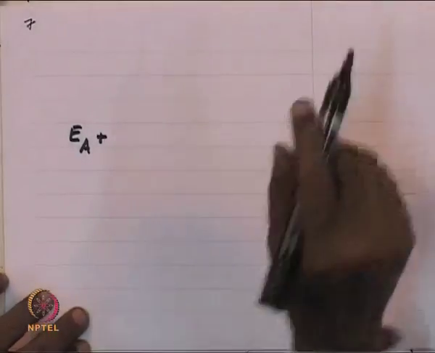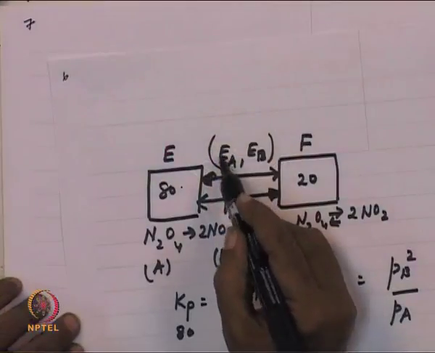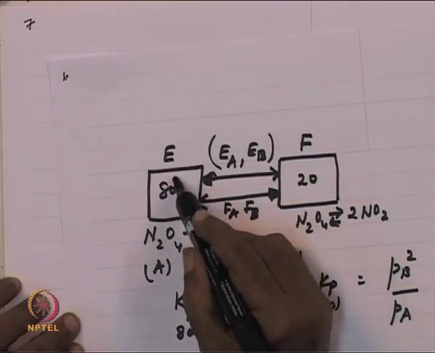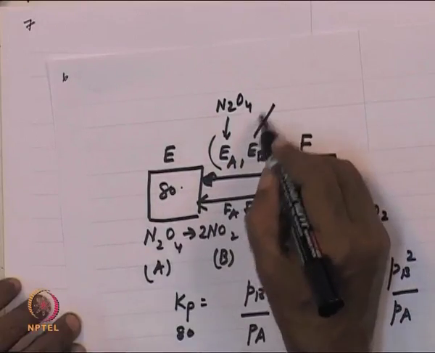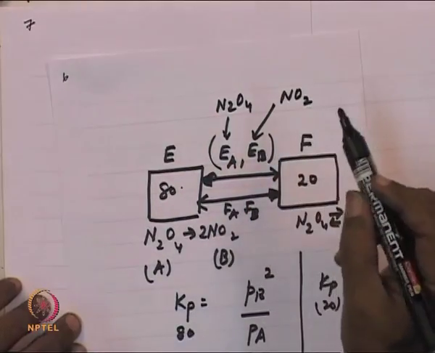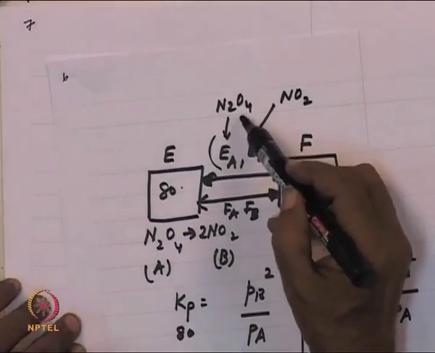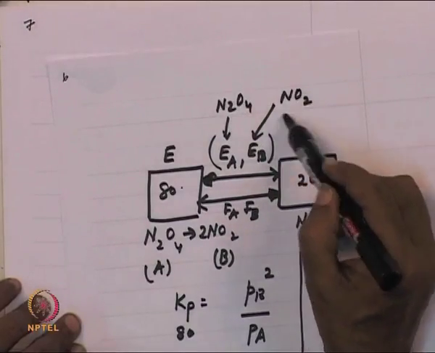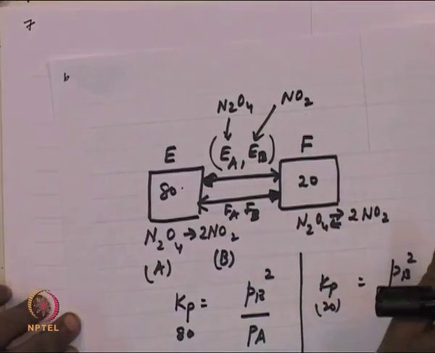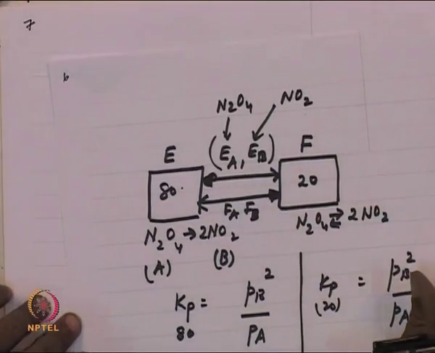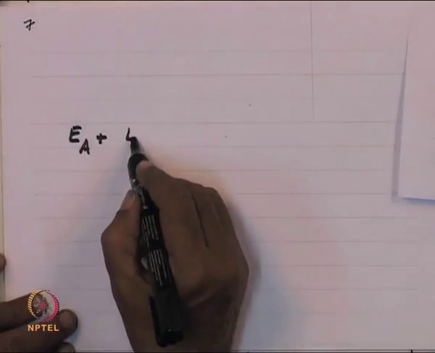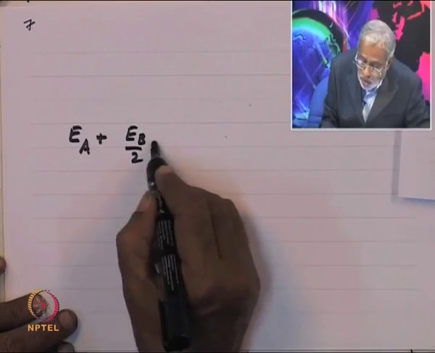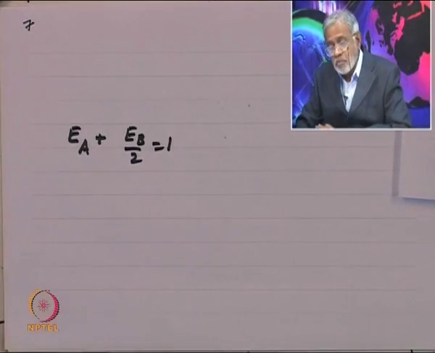Now, we know that if you look at stream E A, this stream coming out of equipment E, this is N2O4 and this is NO2. Therefore, every mole of this contains 1 mole of nitrogen, but every mole of this contains half a mole of nitrogen. So, if E A and E B are the molar flows of A and B coming out of environment E, then what is given to us is E A plus E B by 2 is 1. So, what is the problem statement?